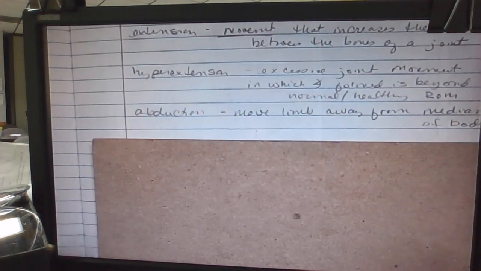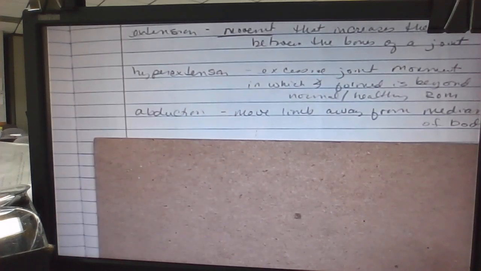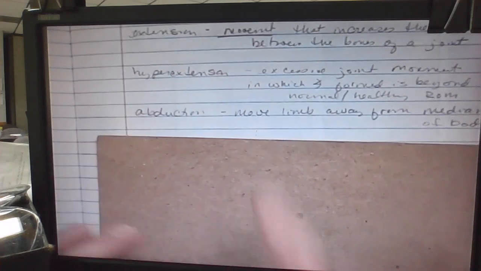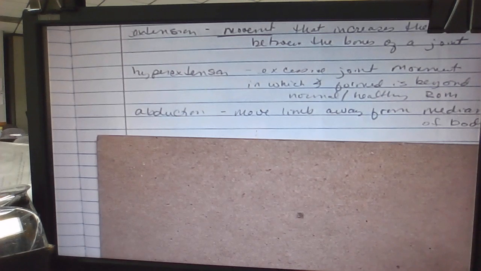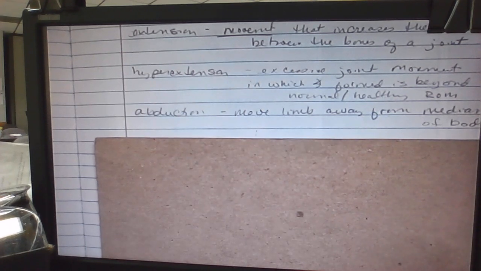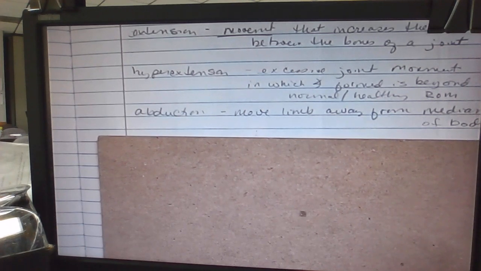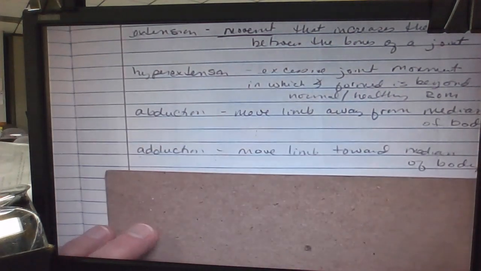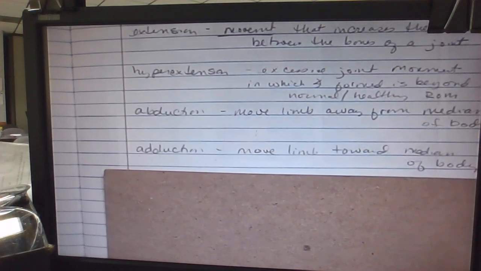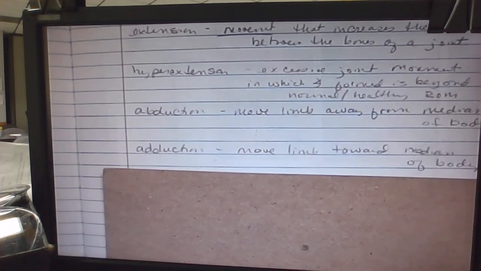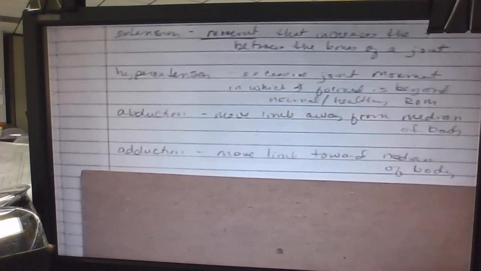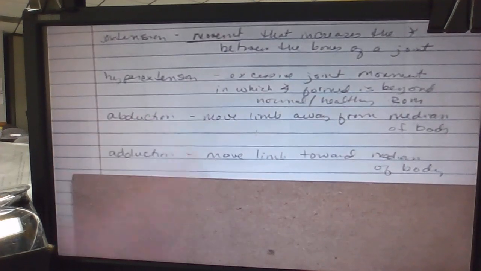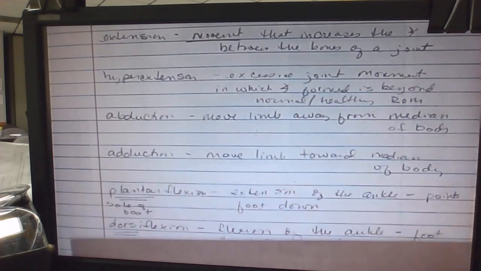Abduction, if you're abducted, you're taken away. So abduction is a movement that moves a limb away from the median of the body. Adduction is when you're moving the limb toward the median of the body. So ADD, you add. You're adding it, moving it toward the body. Abduction, you're moving it away.